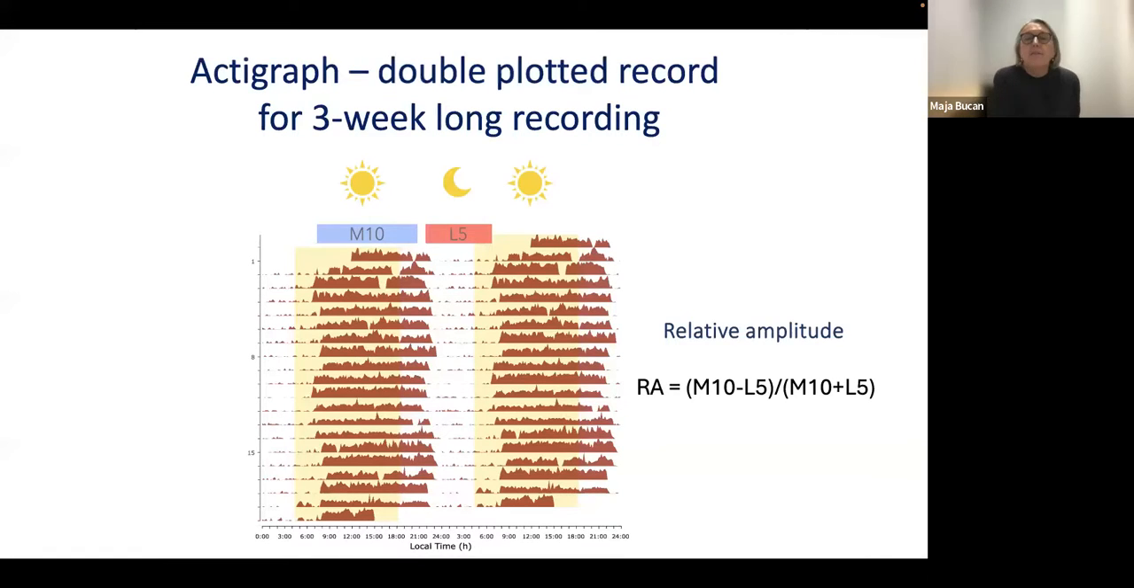Using L5 and M10, we can then calculate many different aspects, many different traits. To study sleep quality, we evaluate wake after sleep onset and sleep efficiency. And relative amplitude is the difference between average nighttime restlessness and average daytime activity. Relative amplitude is particularly important because it reflects the strength of circadian rhythms. So this is our 3-week record.